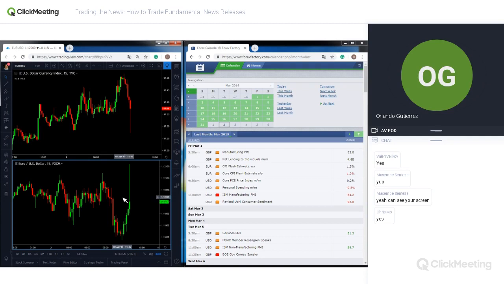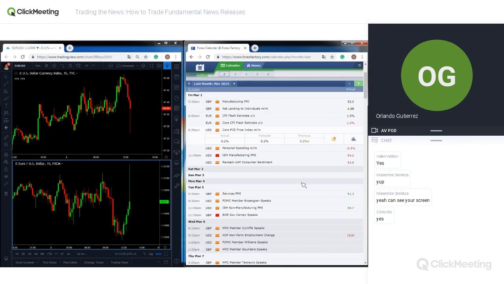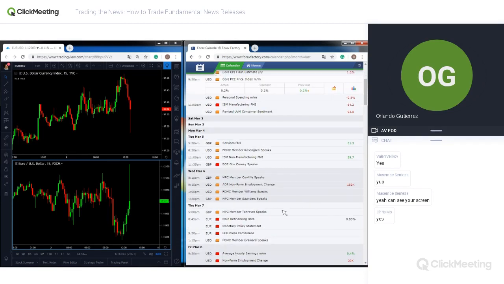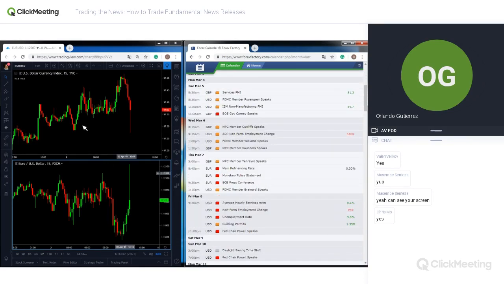All right, I'm going to add the volume on the charts too, because you're going to see that right before the announcement the volume decreases a lot, and when the data hits the wires, that's when the volume comes into the market and we have the move. All right, so let's try the first non-farm payrolls change on the US dollar.